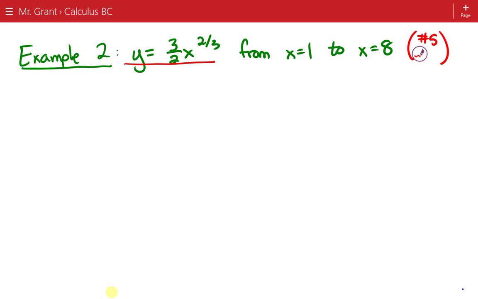We'll start the same way as the last one. We have our f of x equation, which is that 3/2 x to the 2/3. And then we know we need to take the derivative, so f prime of x. And the derivative to start looks pretty nice. You'll see that 2/3 multiplies times the 3/2. They undo each other, and it just leaves you with x.